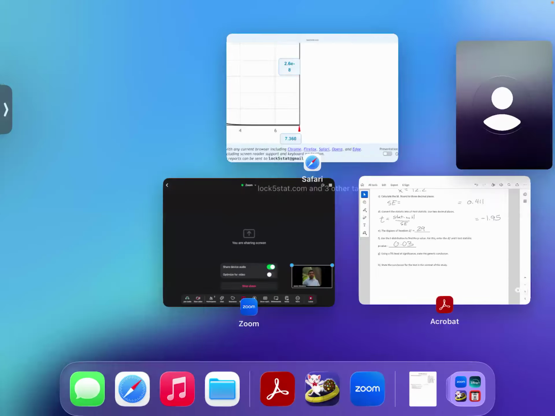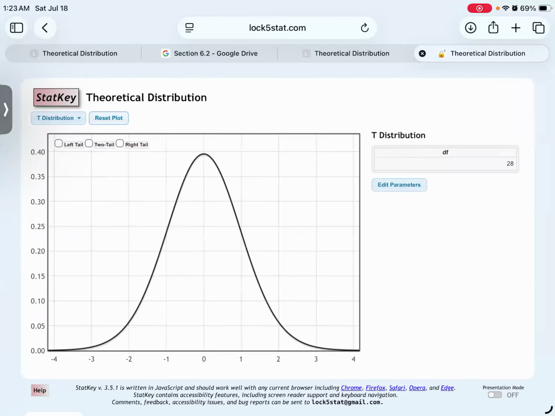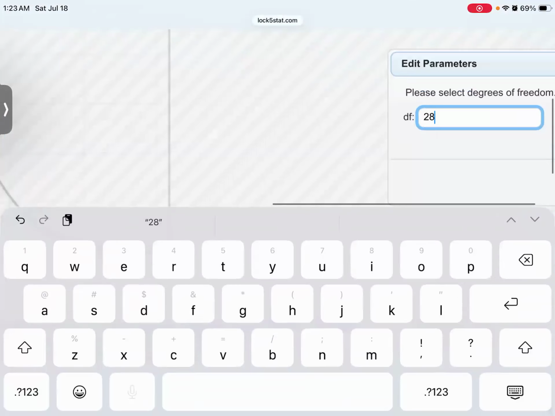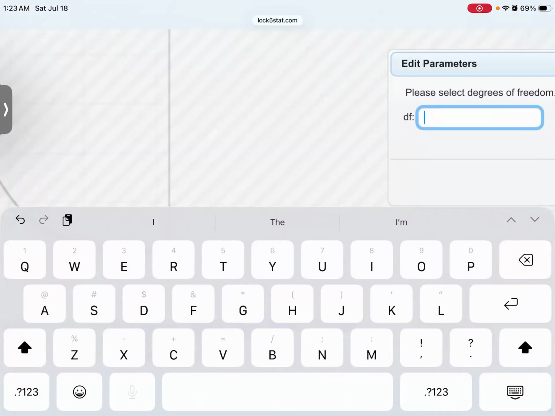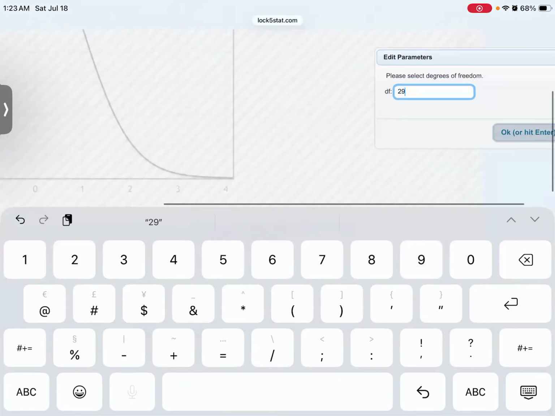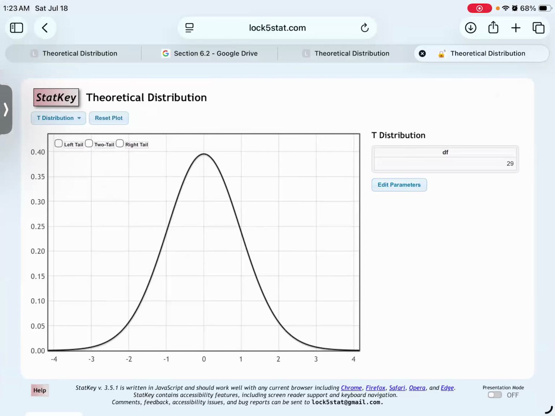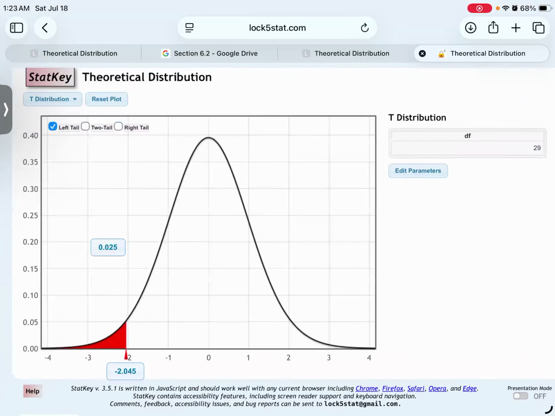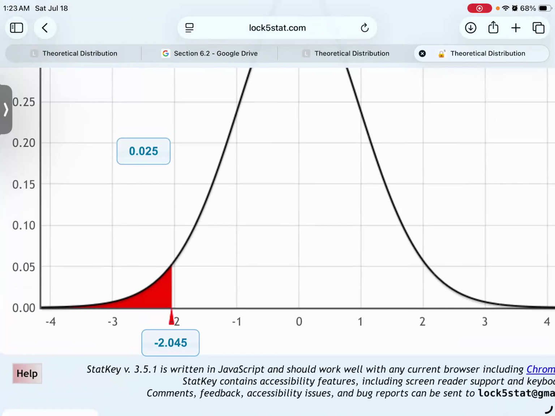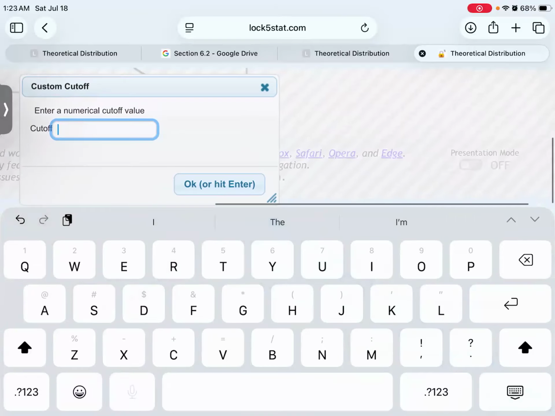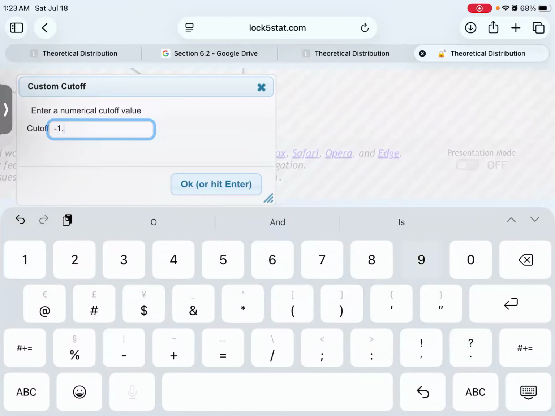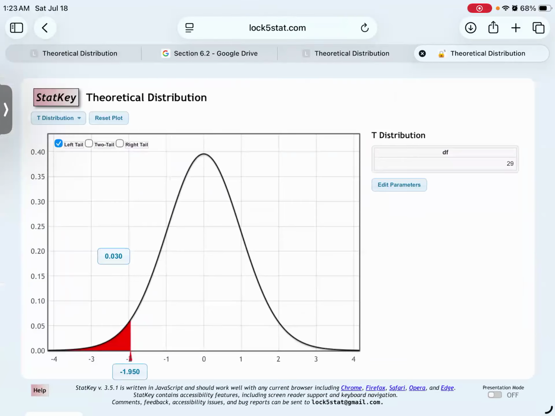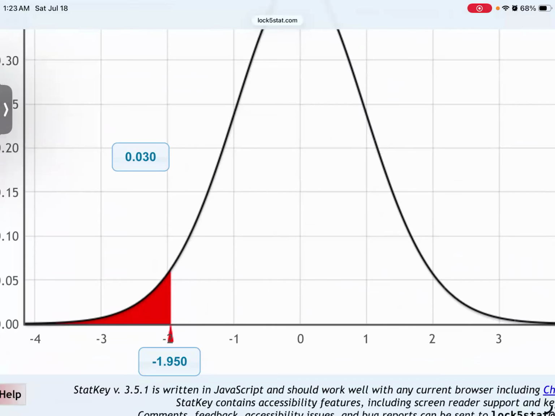And again, I'm just going to wipe this out, change my degree of freedom to 29, left tail, and then change this to the negative 1.95. That's the p-value. At a significance level of 5%, we'd be able to reject.